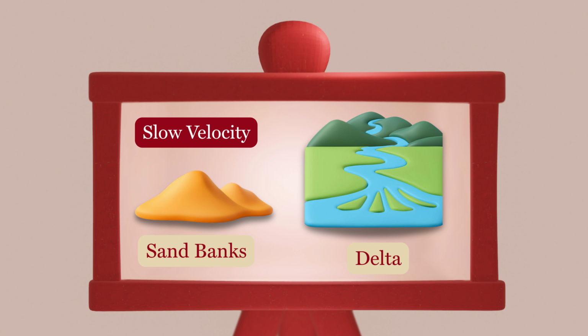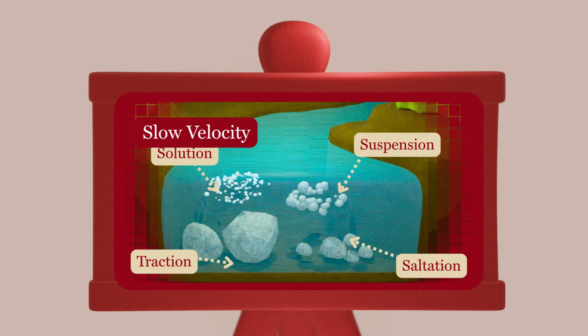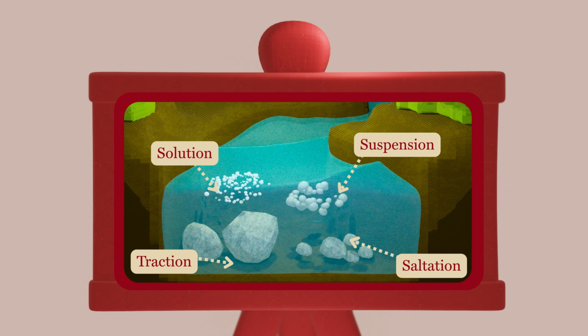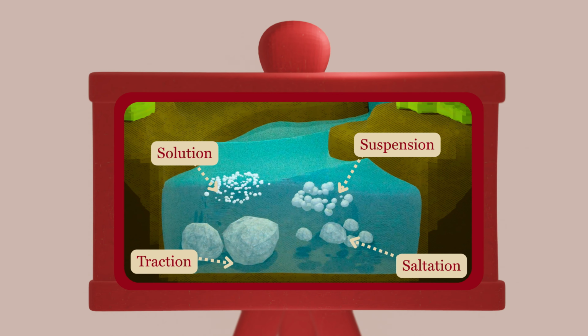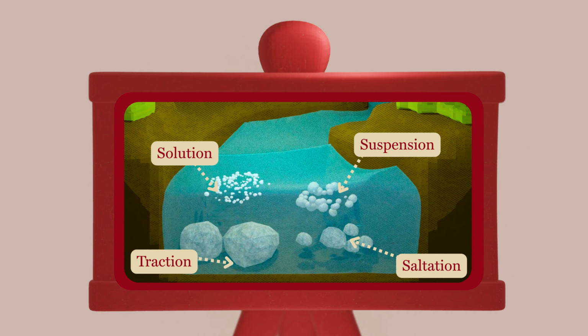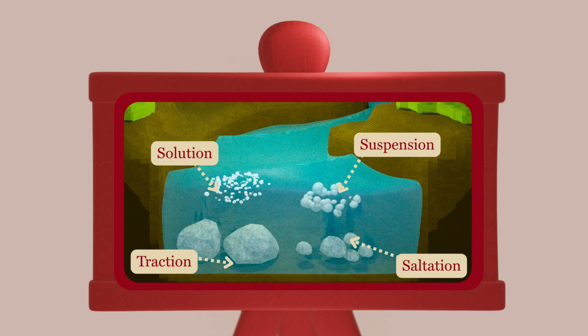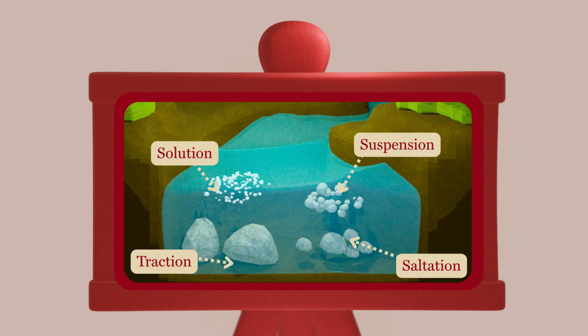Next time you see a fast-flowing river or a muddy stream, remember that every particle of sand or pebble is part of the journey powered by the river's energy. From rolling boulders to dissolved minerals, transportation and erosion work together to shape our landscapes every single day.